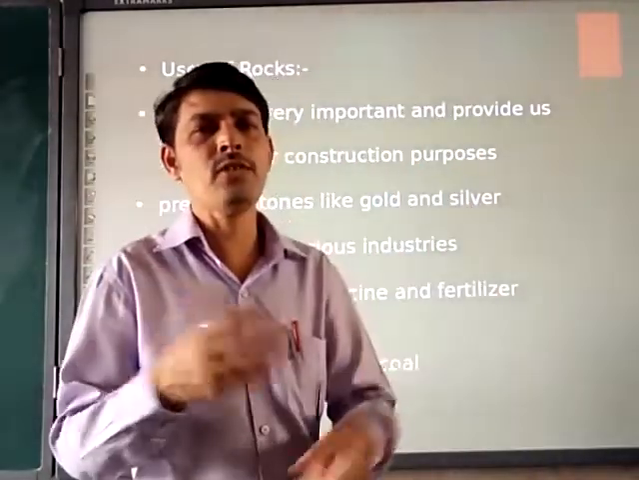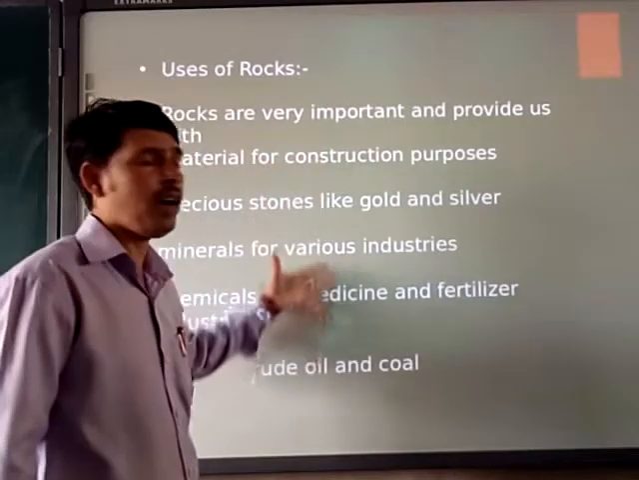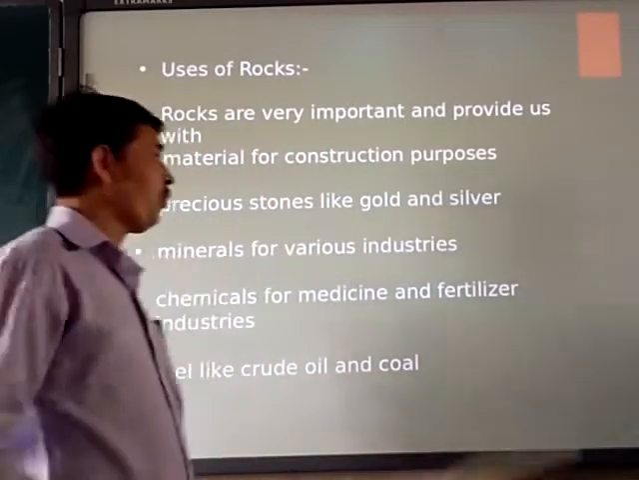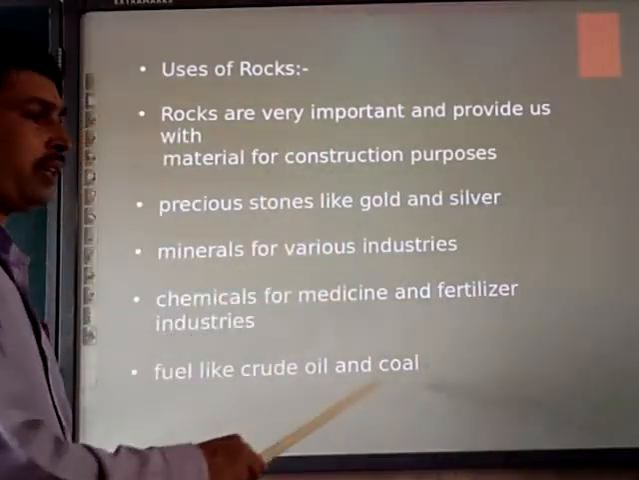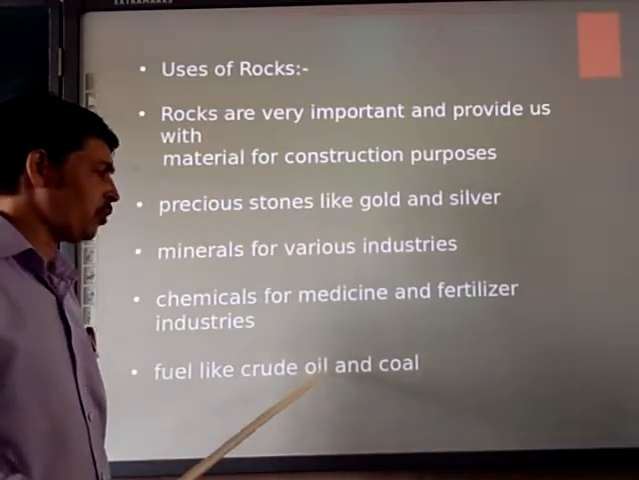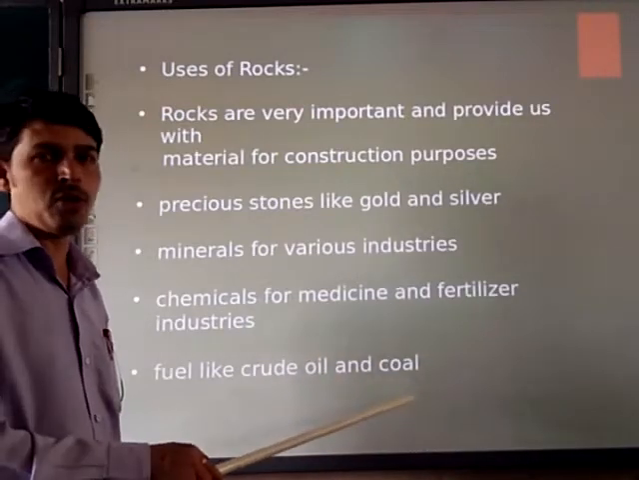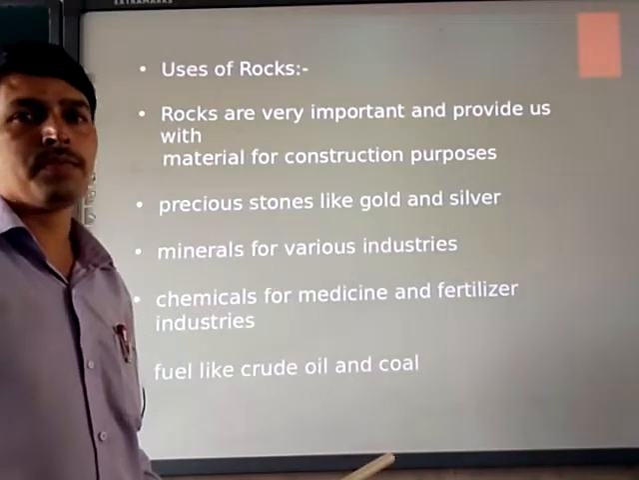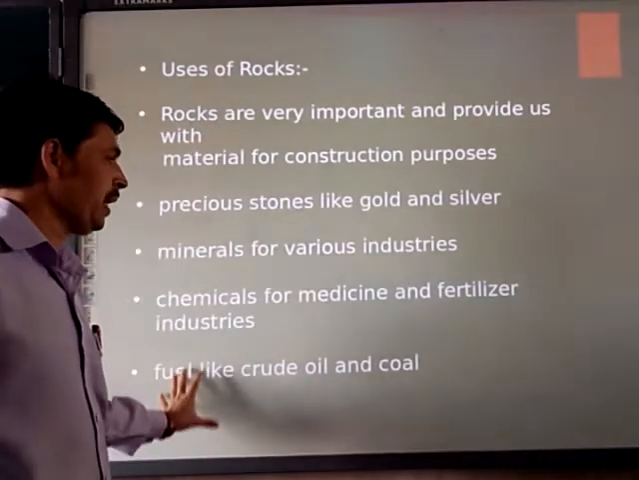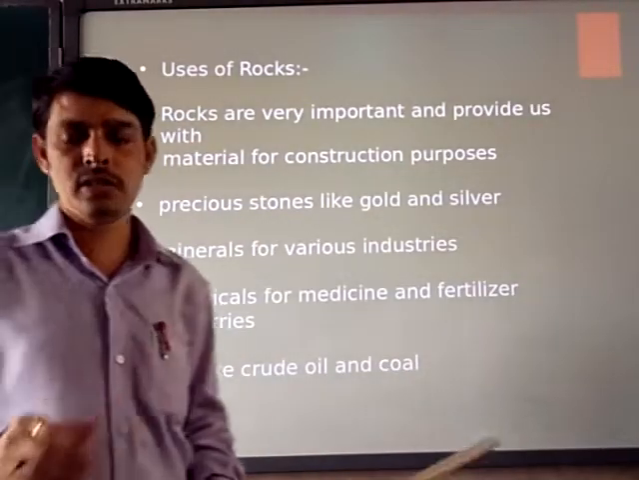So in day-to-day life we are using any number of minerals. Here are the few which I mentioned. Then we are using crude oil, the petroleum products, and coal. So we have many uses of rocks.